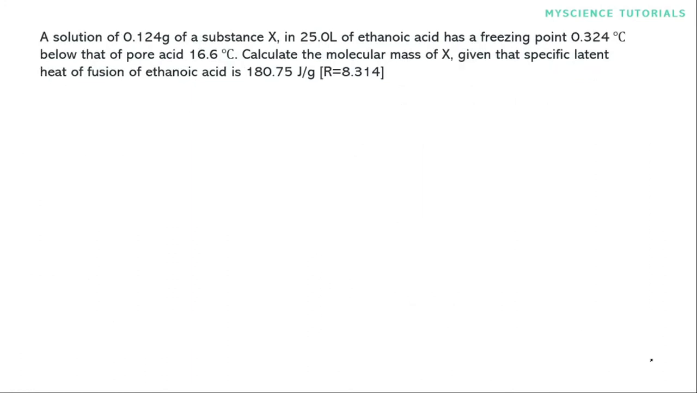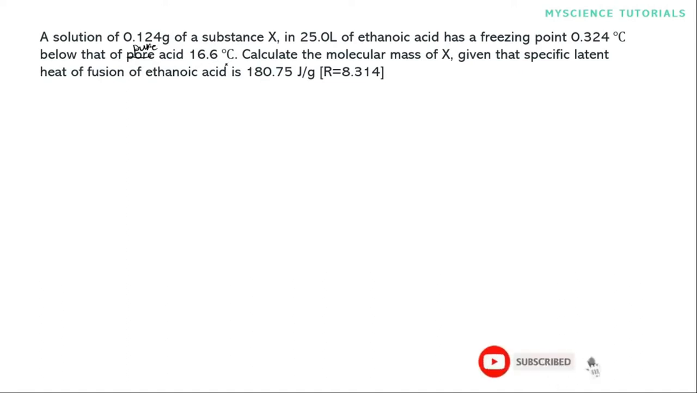All right, let's have a look at one final example, then we end this beautiful tutorial. So we have a solution of 0.124 gram of substance X in 25 liters of ethanoic acid has the freezing point of 0.324 degrees Celsius below that of pure acid. Sorry, this is supposed to be pure, not this. So this is pure acid, which is 16.6 degrees Celsius.